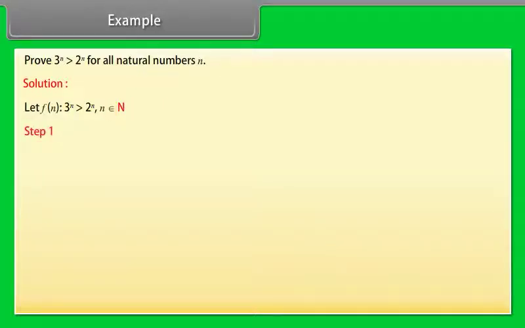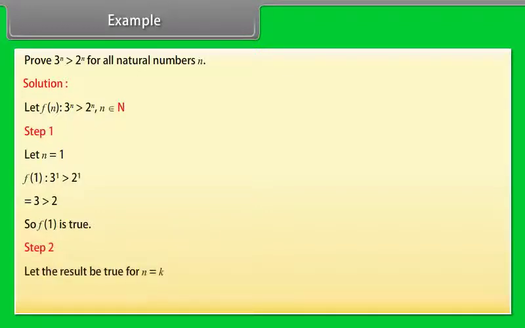Step 1. Let n is equal to 1. f of 1: 3 raised to power 1 greater than 2 raised to power 1, that is, 3 is greater than 2. So, f of 1 is true. Step 2. Let the result be true for n is equal to k. So, f of k: 3 raised to power k greater than 2 raised to power k.